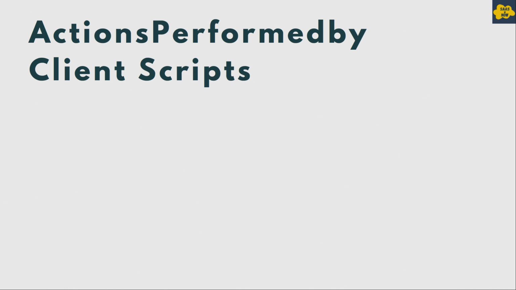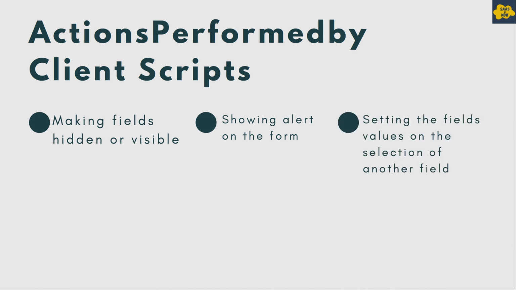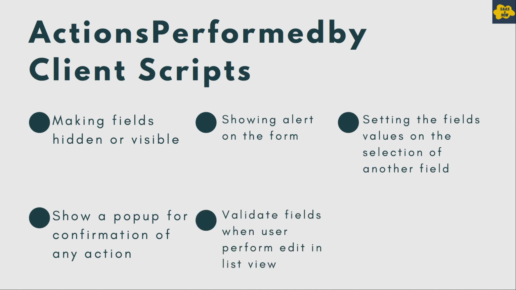Let's see what type of actions can be performed by client scripts. So making fields hidden or visible on the form. In that case, that kind of action can be performed by client scripts. Showing alert pop-up on the form on the basis of some conditions. Setting the value of a field on the form. Showing a confirmation box for any action to proceed on the form. Performing validations on edit of fields in a list of records of a table.